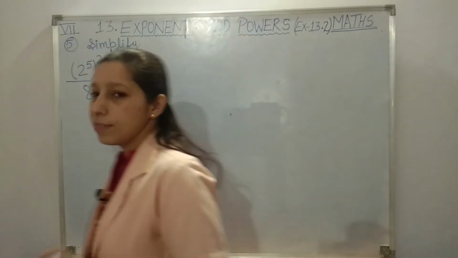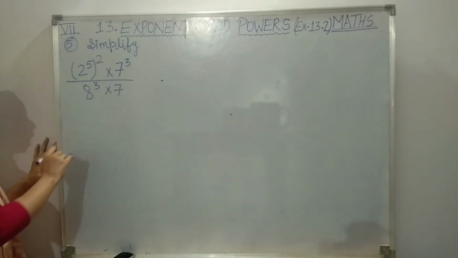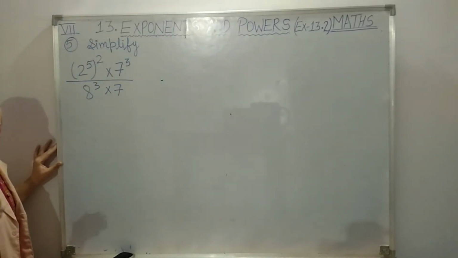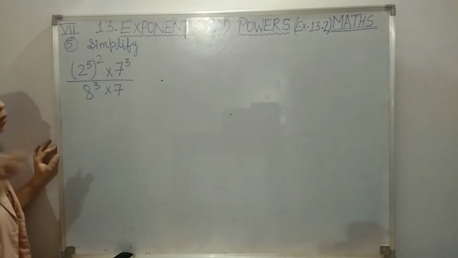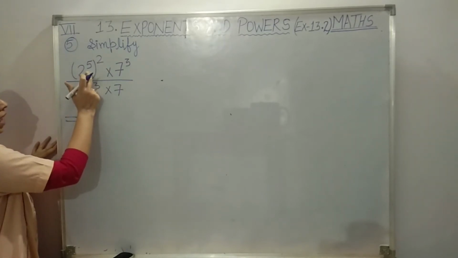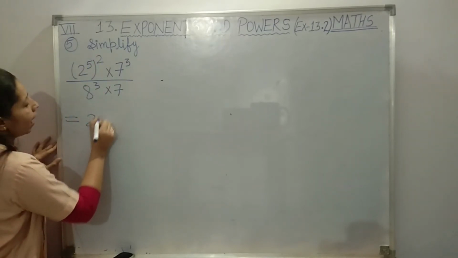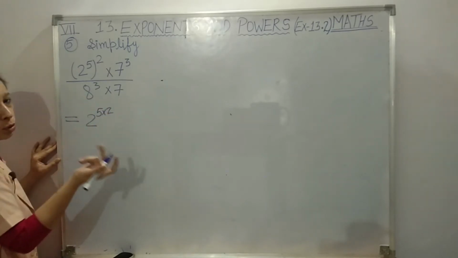So question number 5, simplify, students. Again we have to solve here, so let us see how to solve. Again we will be using the laws of exponents that we have already discussed in much detail. Those laws we are going to apply and simply we will get the answer. So here, a raised to the power m whole raised to the power n, that's why the answer will be a raised to the power m into n.